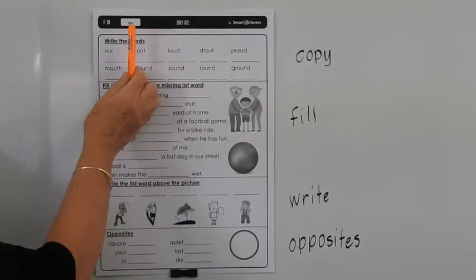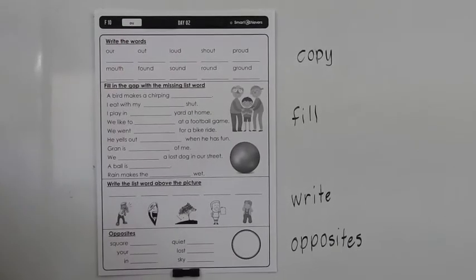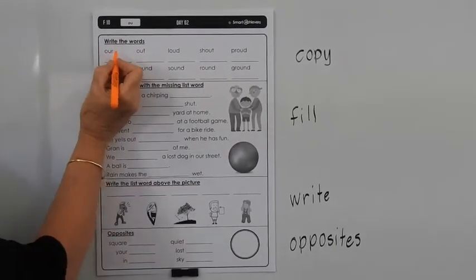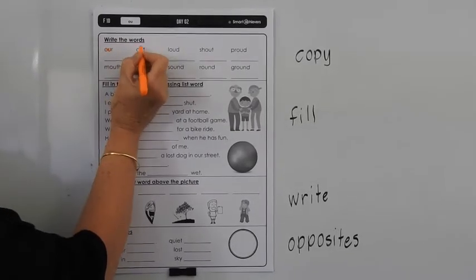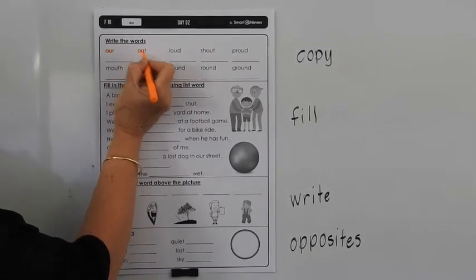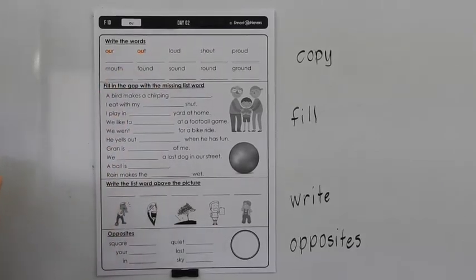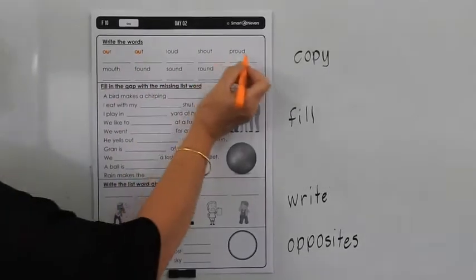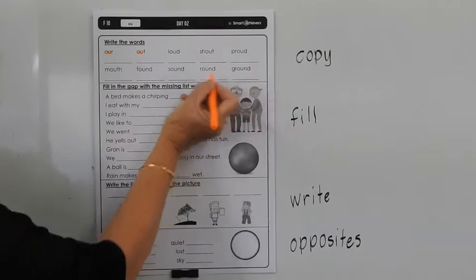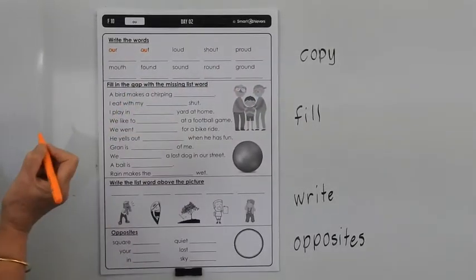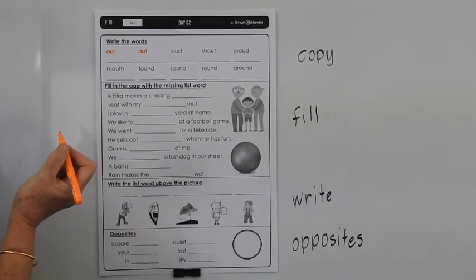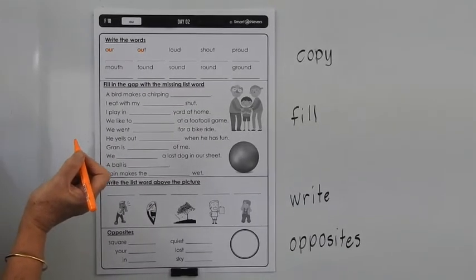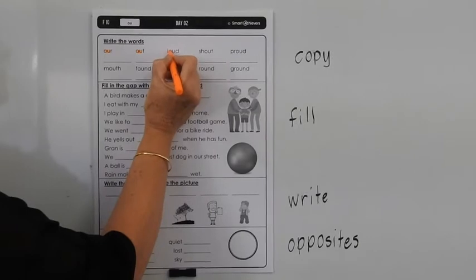F10, day two, we're revising the OU makes the OW sound. So let's read these words and highlight the sound in each of them. Our, out. So we can see OU can be used at the start of a word. For the rest of these, you can see that the OU is going to be in the middle of a word. We never have OU at the end of a word because English words may never, ever end with a U.